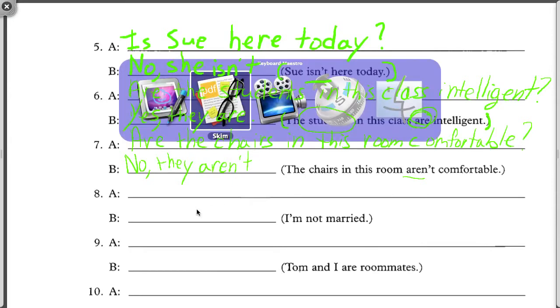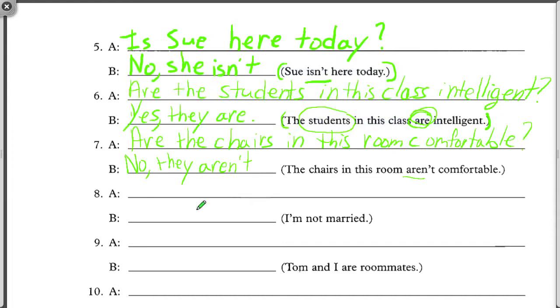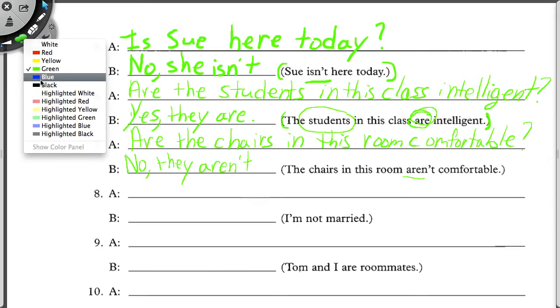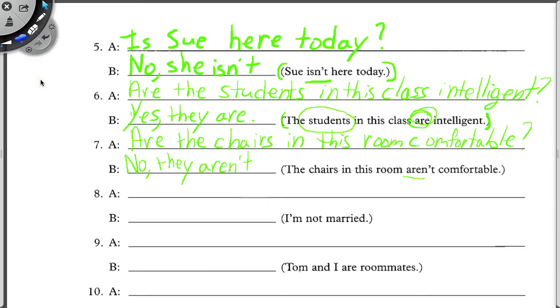Let me just change my color here. Let's change it to blue.